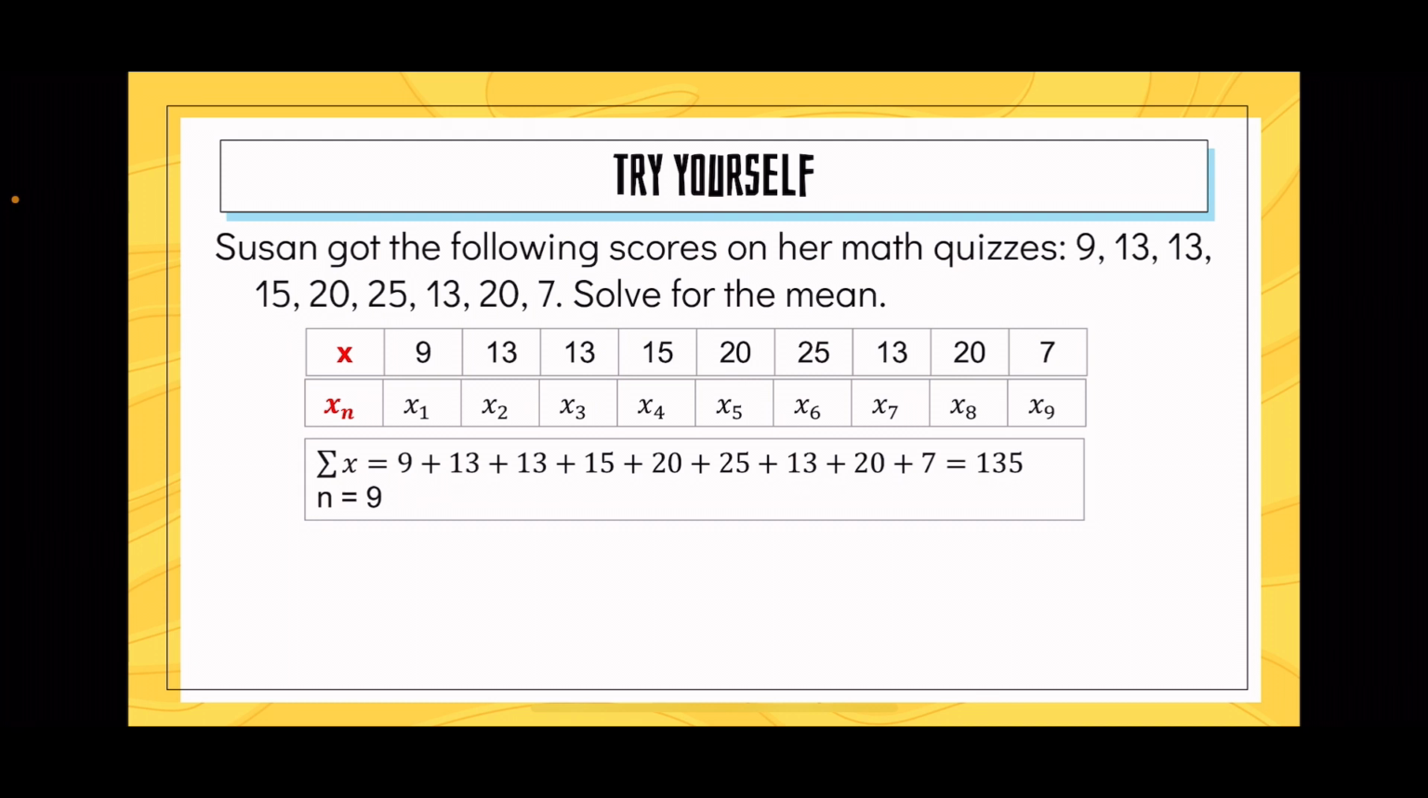And how many scores are there? There are 9. So using the formula, x bar is equal to the summation of x over n. What are we going to do? That is right. We are going to substitute the numbers that we solved earlier into the formula. So the summation of x is, that is right, 135. And for the value of n, we have 9. Very good. And 135 divided by 9 is equal to, very good, 15. And 15 now is our mean.